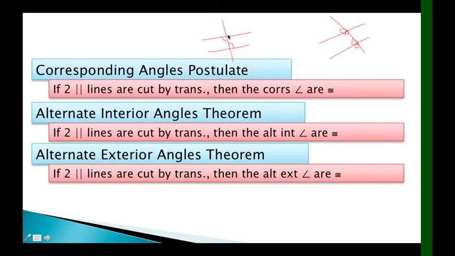So again, itong angle na to, let's change the color of the pen. So itong angle na to at ito ay equal. Okay? For as long as yung dalawang lines cut by a transversal are parallels.